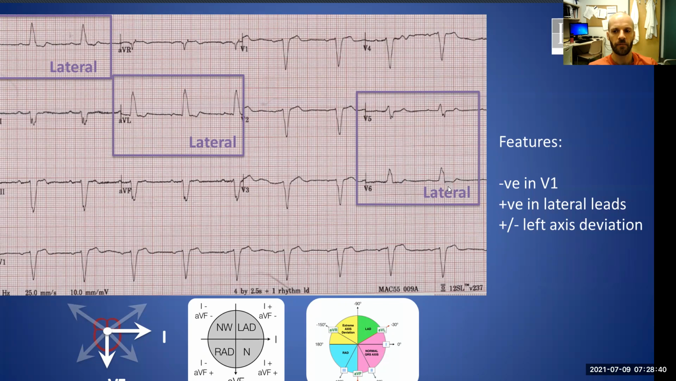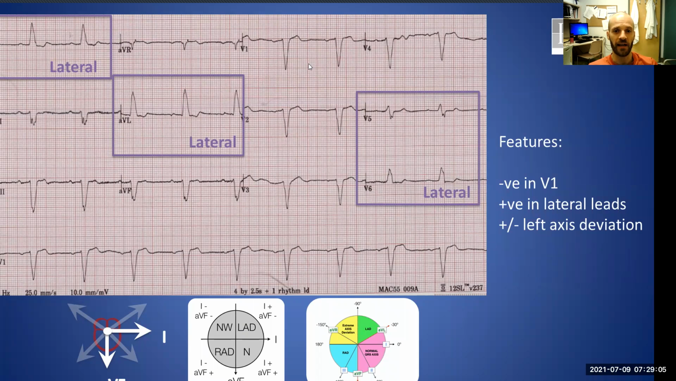Okay. In this case, we can also look at the axis. You can see that we're positive in 1 and we're negative in AVF. You can remember from our lecture on axis that if we're positive in 1 and negative in AVF, that's a left axis deviation. And you can often get a left axis deviation with a left bundle branch block pattern as well, although it's not entirely essential. Okay, so these are the sorts of features that we get with a left bundle branch block.